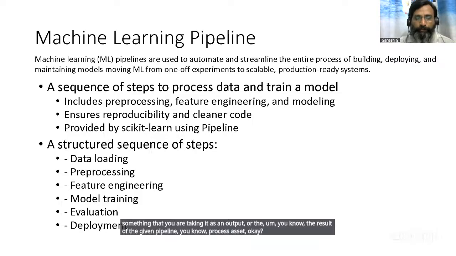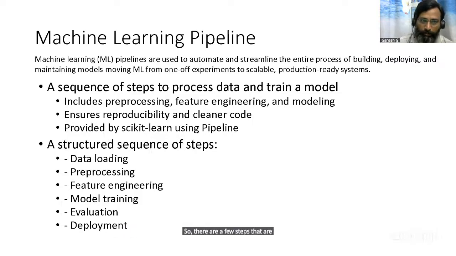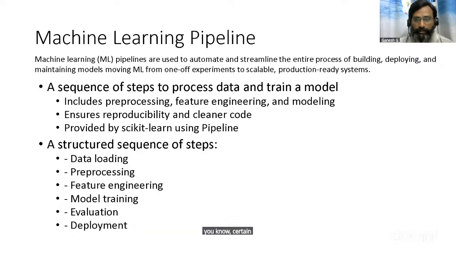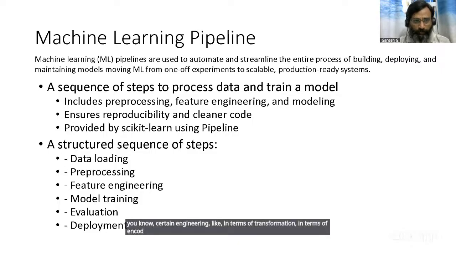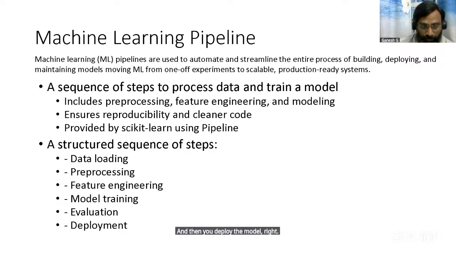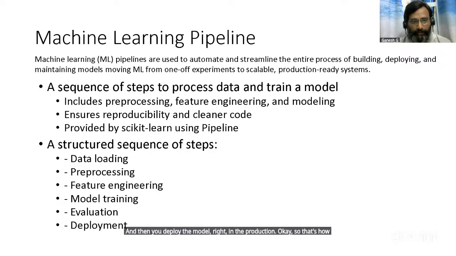Okay, so there are a few steps involved in the pipeline. Going left to right: getting the raw data, loading it, processing the data, applying certain engineering, like transformation and encoding, which is part of feature engineering. Then you train the model, then you evaluate based on certain parameters, and then you deploy the model in production. That's exactly the pipeline we talk about.